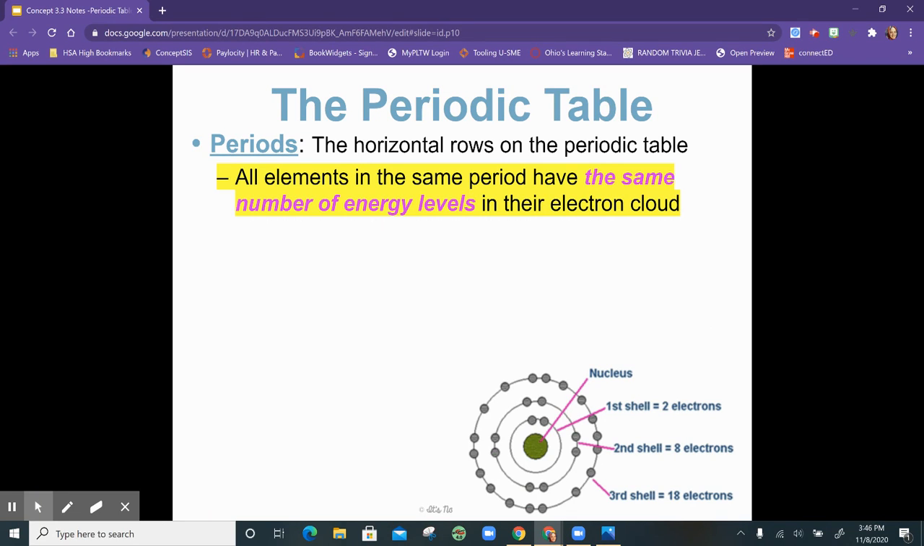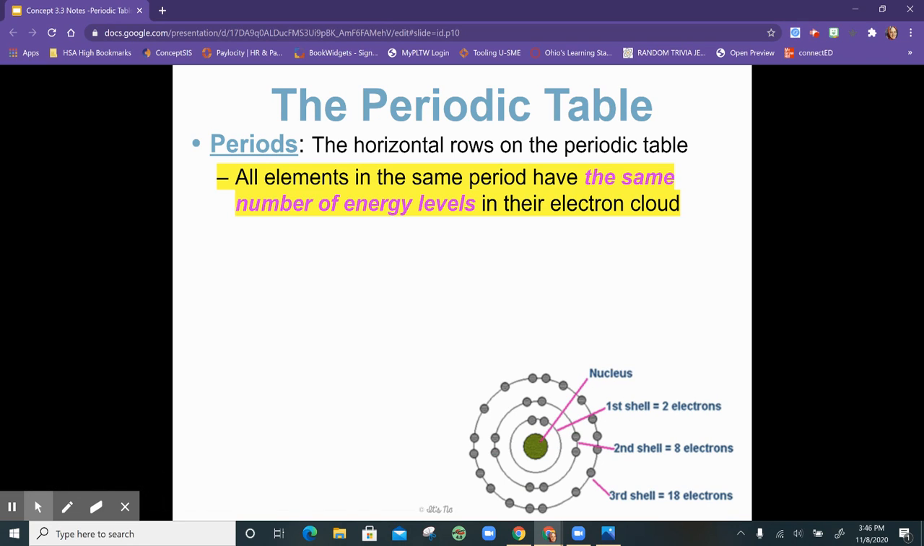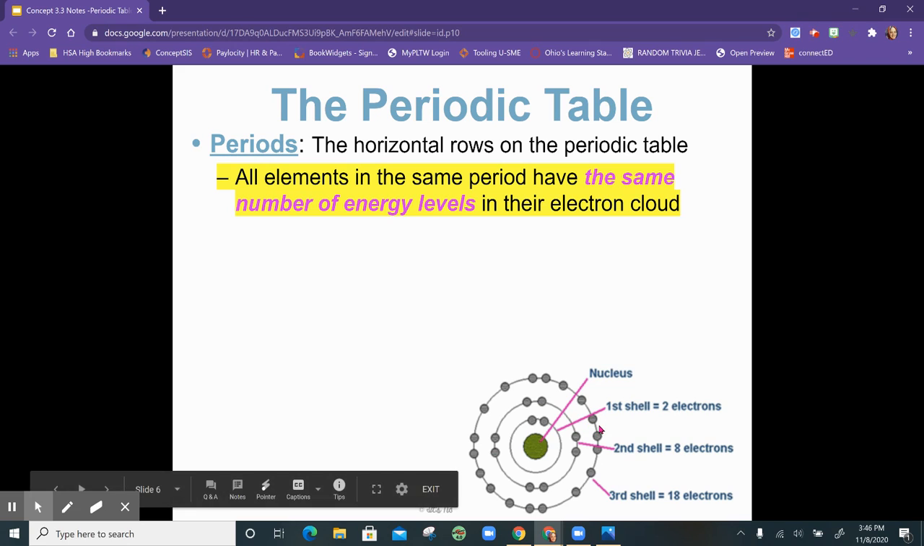Periods. So far we've been talking about groups, the columns. Now it's time to talk about the periods. Periods are the horizontal rows on the periodic table. All elements in the same period have the same number of energy levels in their electron clouds. For example, look at this Bohr model. We don't know what element this is, but what we know is it has three shells. So if it has three shells, what period is it in? Period 3, because it has three shells. This is the relation between the period number and energy level number.